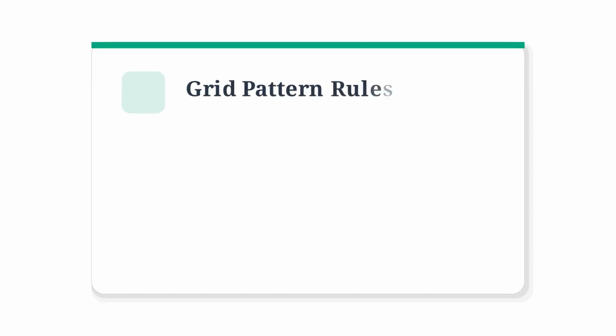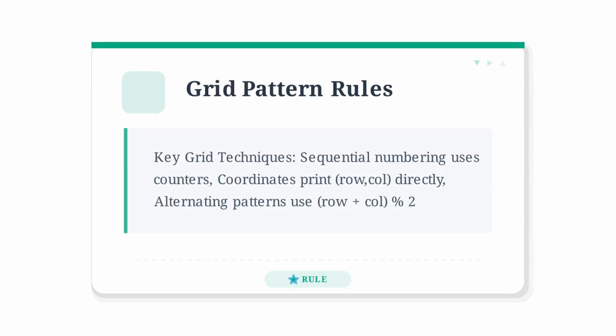Remember these key grid techniques. For sequential numbering, use a counter variable. For coordinates, print row and column directly. For alternating patterns, use row plus column mod 2.